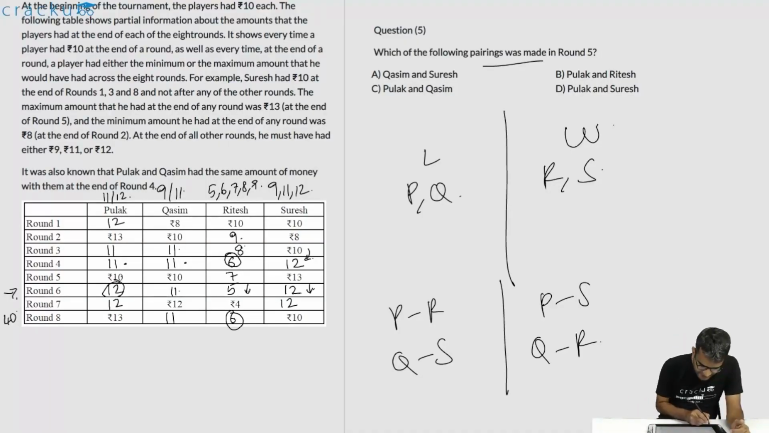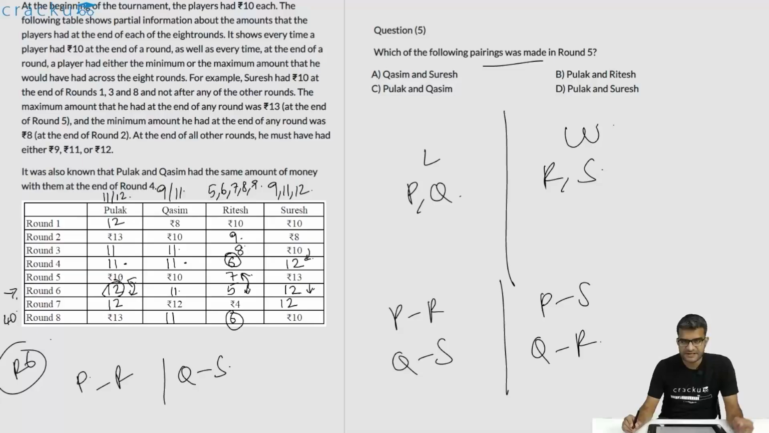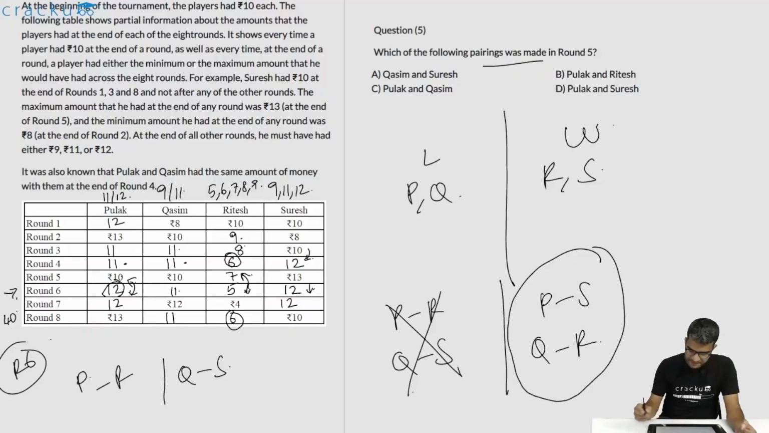Here we know that P gained 2 rupees and who lost 2 rupees? For round 6, P gained 2 rupees and R lost 2 rupees. So P and R was the pairing for round 6, which would imply that it is Q and S for round 6. This pairing cannot happen in the immediately preceding round. So it cannot be this one. So the pairings for round 5 are PS and QR. So that would be PS. This is the answer.